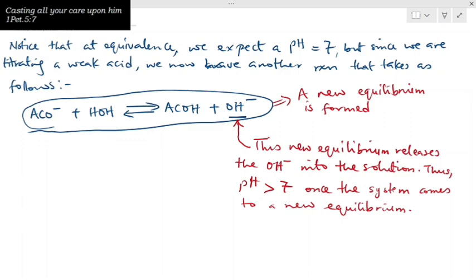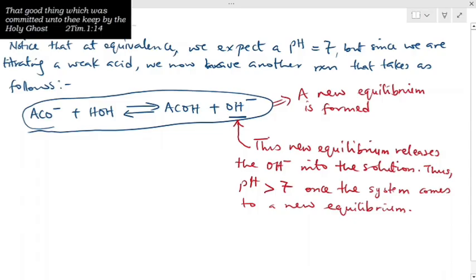Then you have the half equivalence point, and this half equivalence point is when just enough OH minus has been added to convert half of the acid to its conjugate base. And in the titration curve again, we also saw pH is equal to pKa.